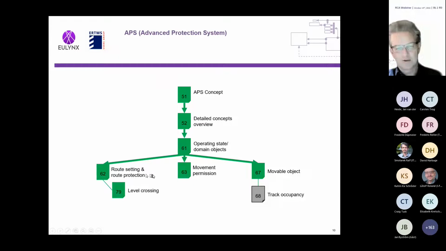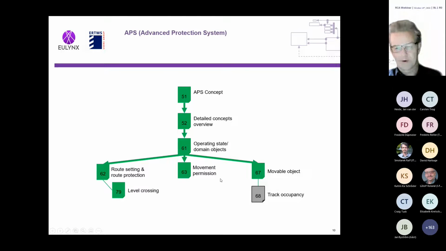You have then part 62, which is about route setting and route protection, the first phase, where all the elements are set to the right position. This normally should have also contained a level crossing section. However, we found that from the type of document, it's not yet a concept paper, but more a position paper. So therefore, there's a separate document 79 on principal considerations on level crossings.